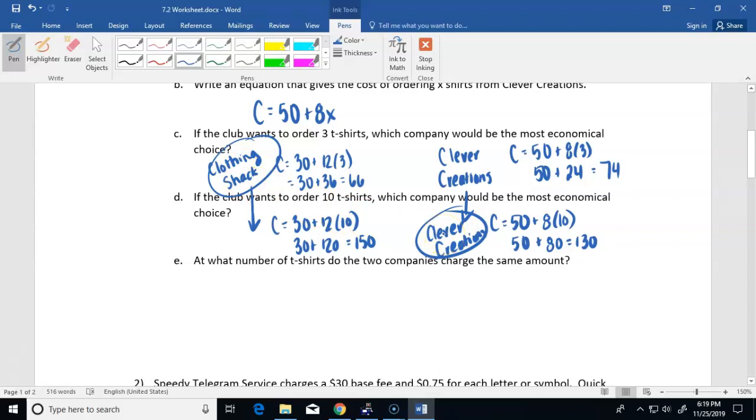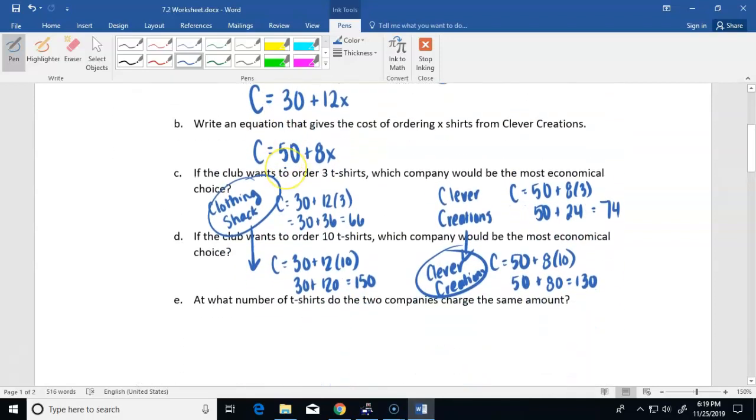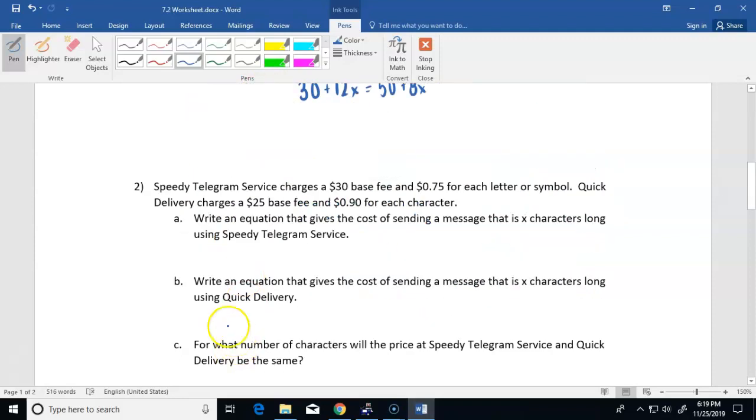better. Part E, though, wants us to know when they're exactly the same. So we want to know when the companies will charge the same amount. So we will take the 2 equations that we found in Part A and Part B, and we'll set them equal to each other. So we'll have 30 plus 12x equals 50 plus 8x. Because both of these are costs, we want to see when they're equal to each other.